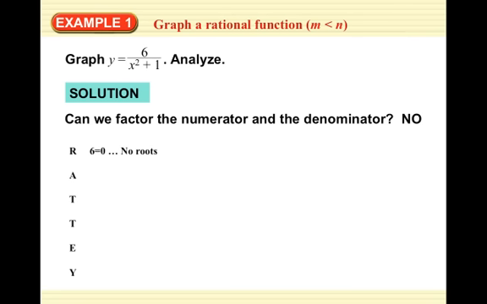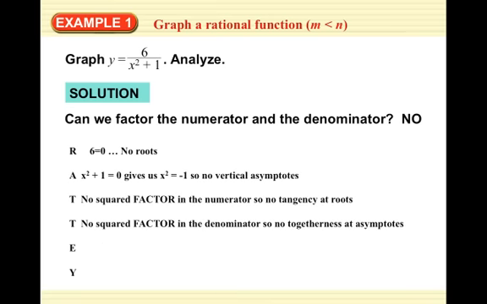R is for roots, and so we try to solve the equation we get when we take the numerator and set it equal to 0. Well, the only thing in our numerator is 6. We get 6 equals 0. There's nothing to solve, so there's no roots. Okay, so then we do x squared plus 1 equals 0. That gives us x squared equals negative 1. We try to take the square root of that. We're going to get something imaginary, so there's no vertical asymptotes. So no roots, no vertical asymptotes.